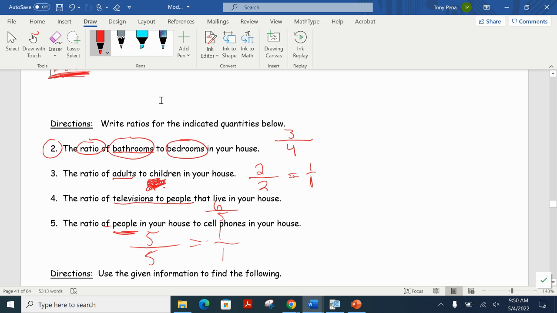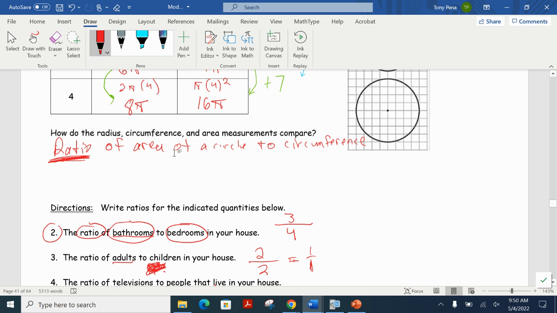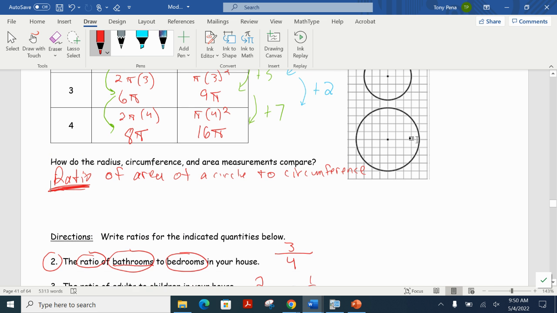So what I want you to now do, the same idea. That's a ratio. This is something we dealt with a lot at the beginning of the semester. Do it with the area of a circle to the circumference of a circle, and see what you come up with.